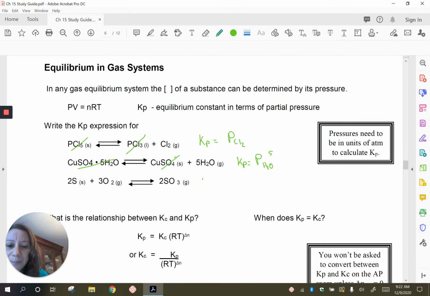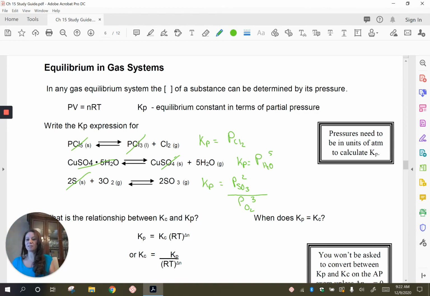Let's look at the next one. So Kp is the partial pressure of the SO3, and that's squared, over the partial pressure of the O2, and that is cubed. We do not include the solid sulfur in there. So it's the same exact way as regular K, except we put P instead of brackets, meaning that it's the partial pressures. Now when we calculate these, we need to use atm for the units of pressure. So we can't use PSI or millimeters of mercury or kilopascals or any of that stuff. It has to be in atmospheres.